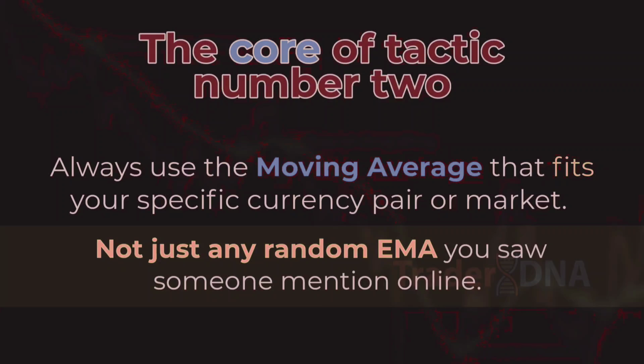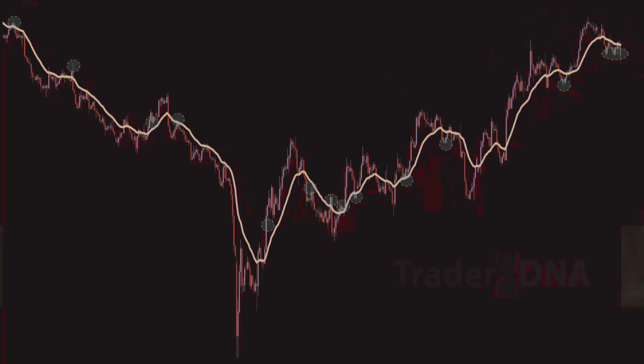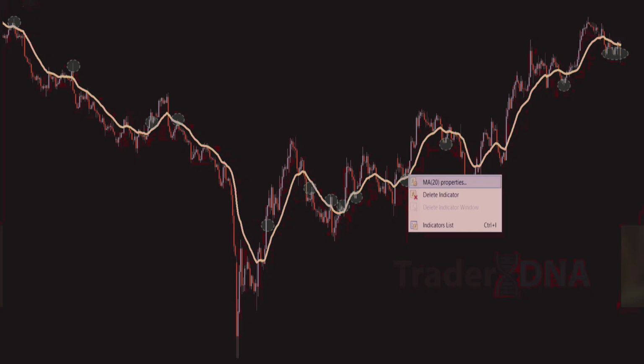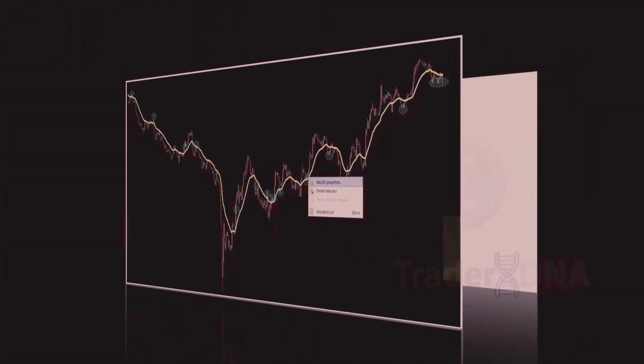And don't feel like you have to use the exact same EMA settings as I do. The goal is to test, analyze the channel, and find the number that your market truly reacts to. That's how you trade like a pro, not a gambler. Now get ready, because once you master this, your entire view of moving averages is about to change forever.